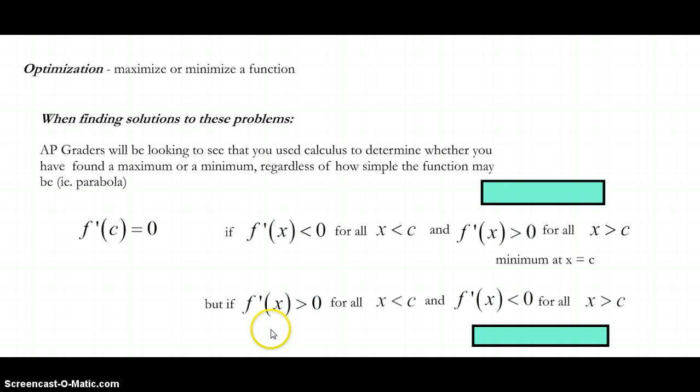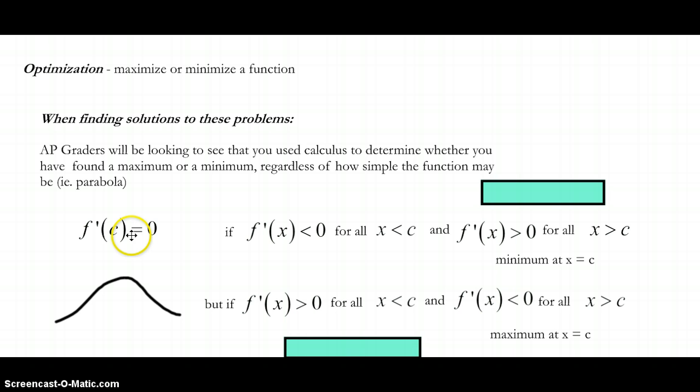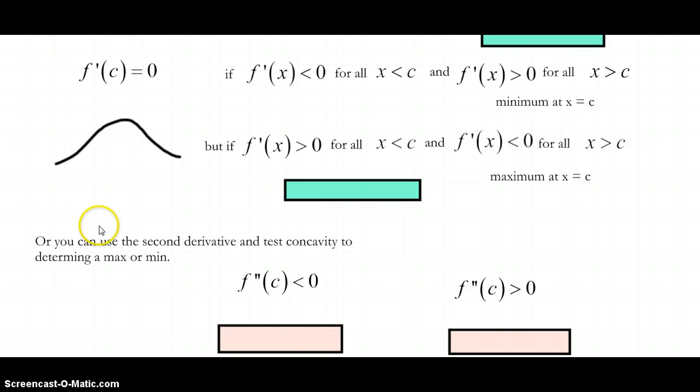On the flip side, and of course you can all guess the answer to this one without having to work for it, because this is the other critical point. If your derivative is positive before the critical point and negative after the critical point, that means your function is increasing before the critical point and decreasing after, so therefore you have a, that's right, maximum.